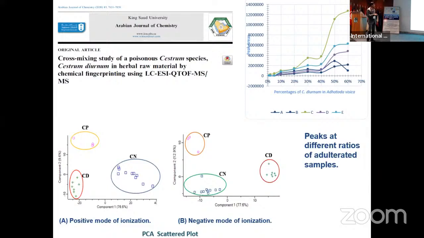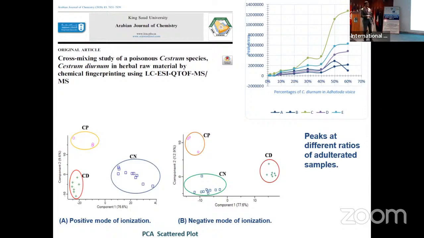Actually, one of the Ziziphus species was very toxic and has a very similar morphological appearance to the herbal plant, which is Ziziphus jujuba. So we selected different Ziziphus species, which are available in Pakistan, and tried to identify them. So this is the metabolic level separation with the help of these scatter plots. With the identification of compounds, all three species were nicely separated.